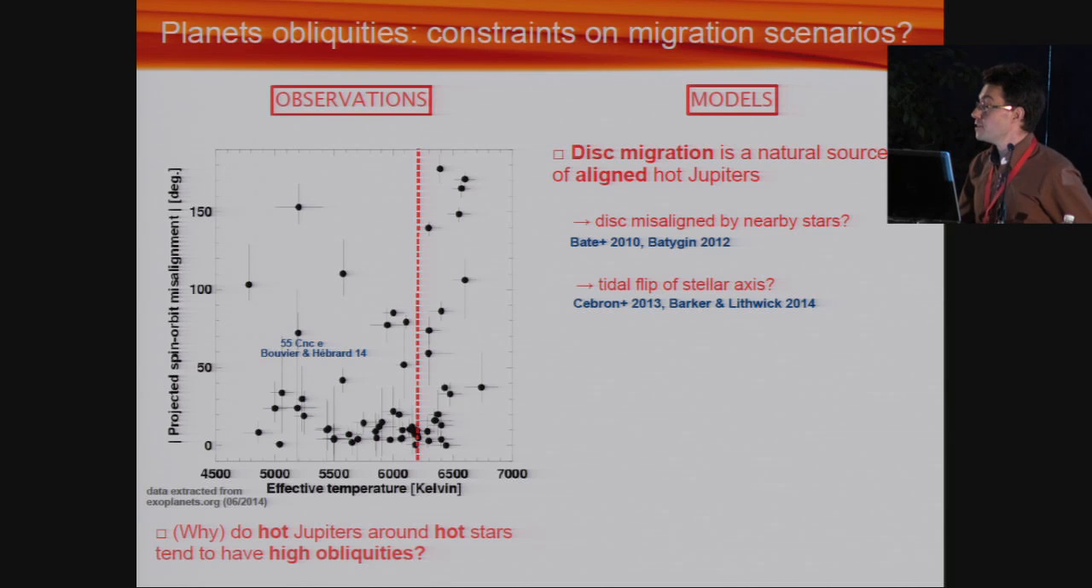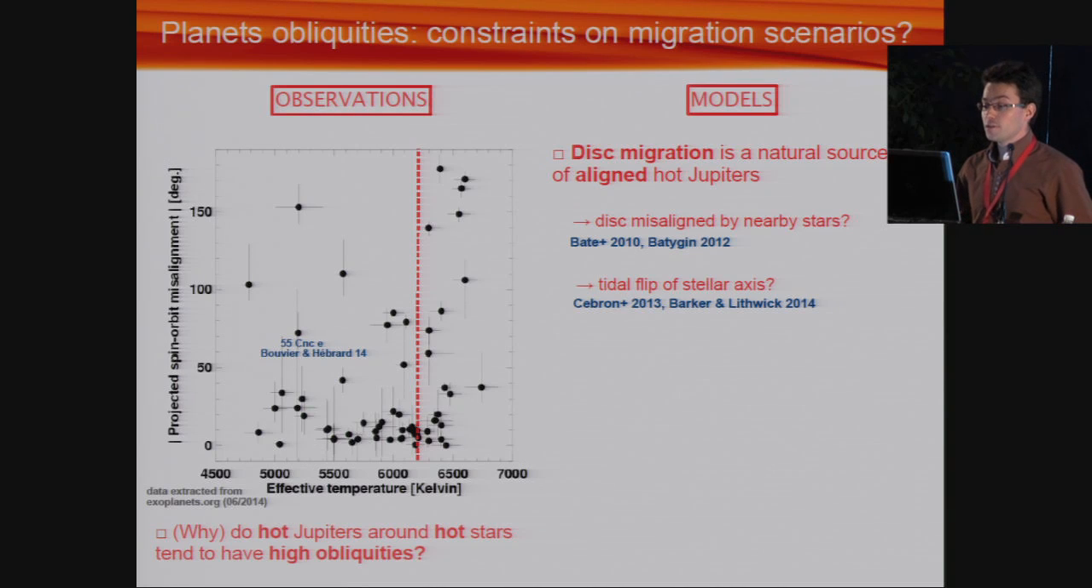One possibility is that the protoplanetary disk gets misaligned due to the gravitational interaction with some nearby stars, although it remains to be seen whether the whole disk will get misaligned or not. And this has been recently pointed out by Baptistini and collaborators, that maybe the recent measurement of the projected obliquity of 55 Cancri e, which is a hot super-Earth in a system of five planets, is maybe a good candidate for this mechanism to happen, due to the presence of a nearby stellar companion to that system.